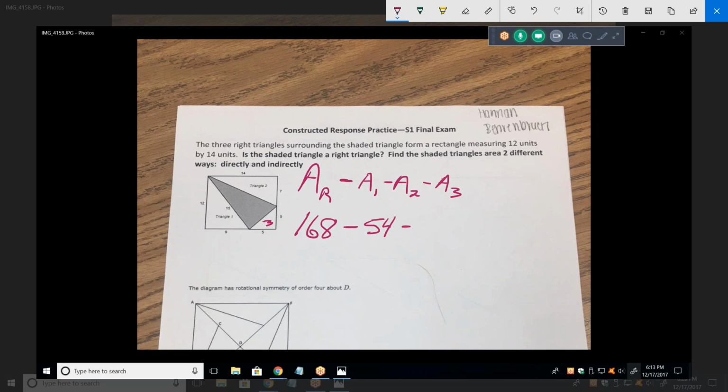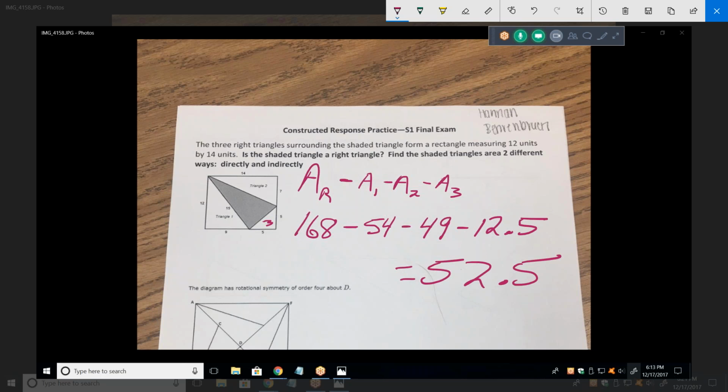What's the area of triangle 2? Okay, so it would be 7 times 7, so 49. And what's the area of triangle 3? It would be 12.5. Okay, now do that, and that's going to be an exact answer. Oh, sorry, hold on. I got 52.5.